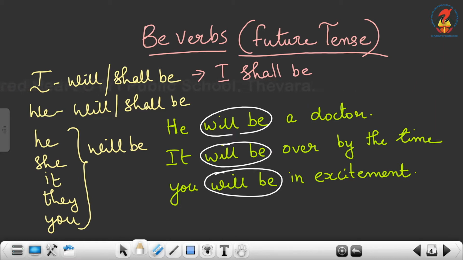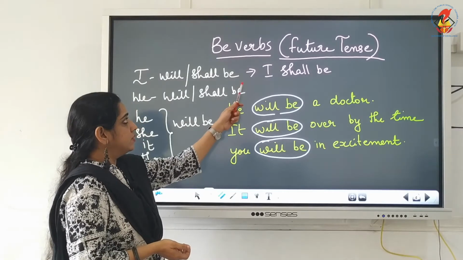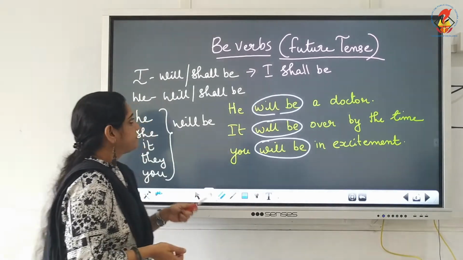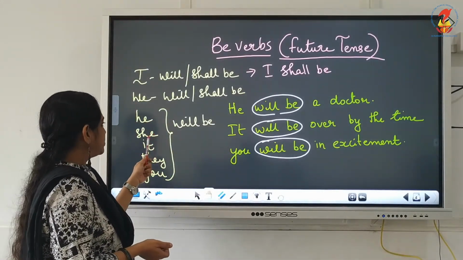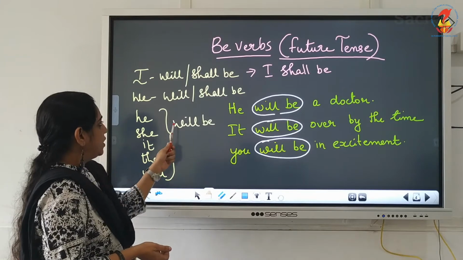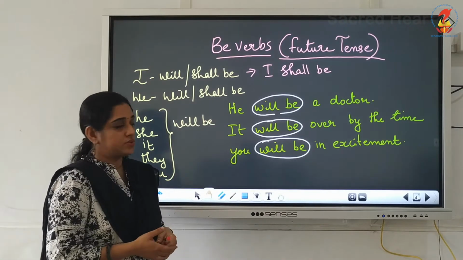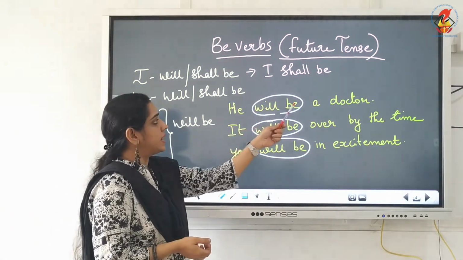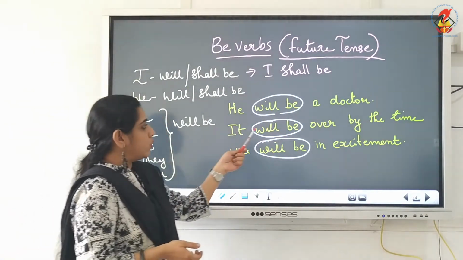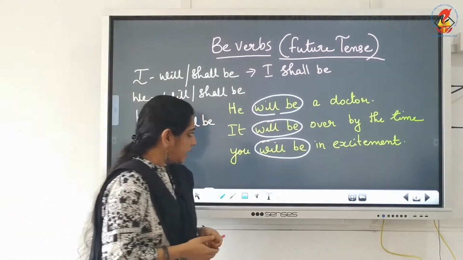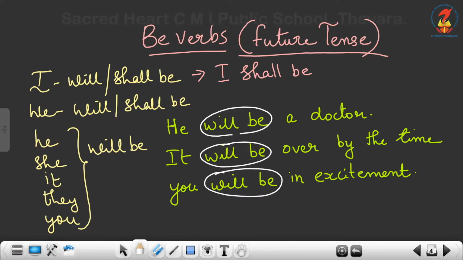See, for I and we you can use will or shall. Shall is used only with I and we. Okay, with I and we you can use shall or will. Now I shall be. Then for he, she, it, they, you, will be is used. He will be a doctor. It will be over by the time. You will be in excitement.